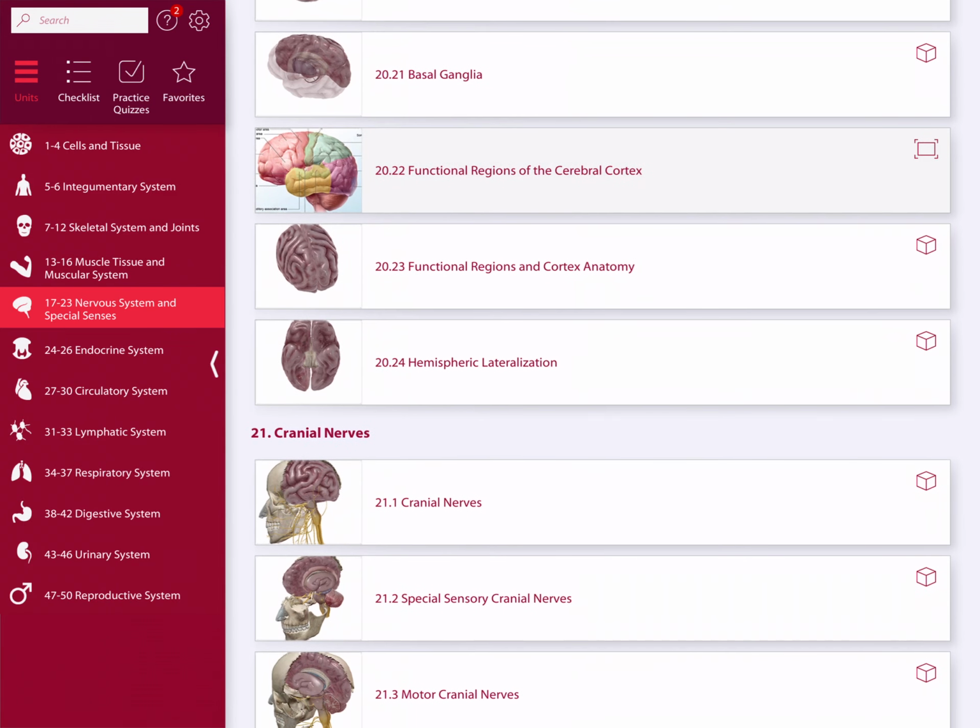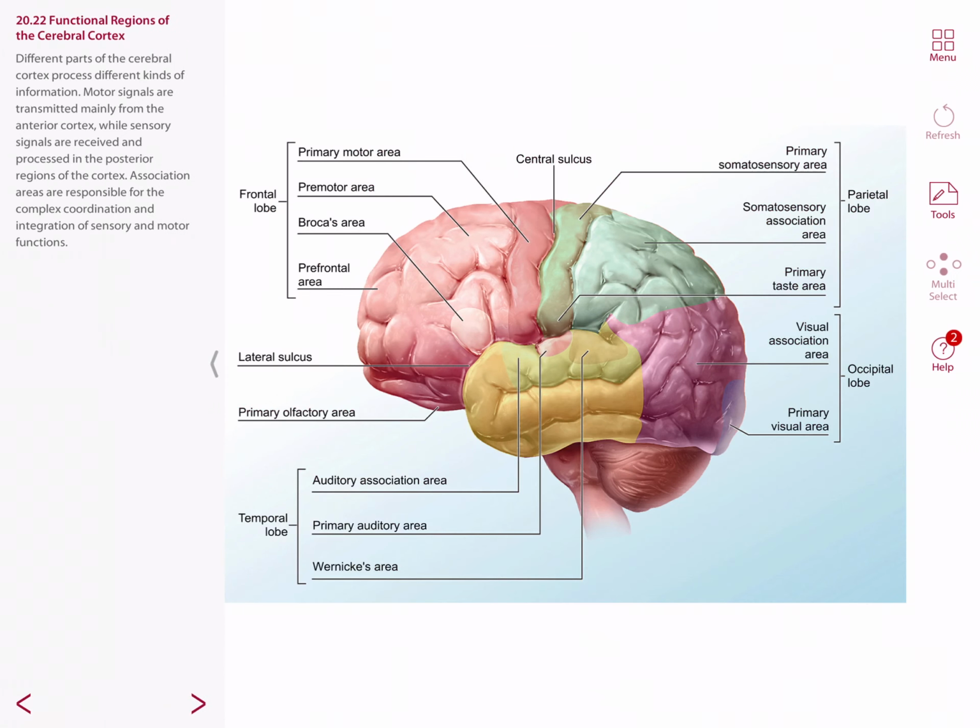Here's the functional region of the cerebral cortex. So this is going to show you a little bit of what I talked about earlier, but now we're going to add in a bunch of other things. So you can see the somatosensory area, or the postcentral gyrus. Now, I think I didn't mention this earlier, but gyrus means elevation and sulcus means depression.